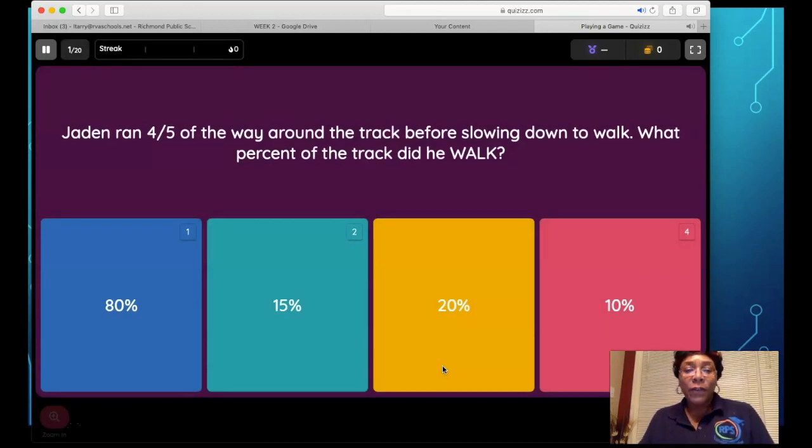Jan ran 4/5 of the way around the track before slowing down. What percent of the track did he walk? Let's think. Well, if he ran 4/5, then he had to walk the other 5th. So again, start thinking about it. If he ran 4/5, that means he had to walk the other 5th. So I can convert 1/5 to a fraction. Oh, nope, to a percent.